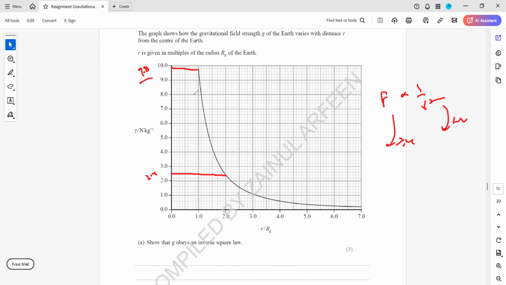So what happened to the value of g? This is g now and this is g. If 9.8 is divided by 4, because the distance is doubled, here it was 1 and now 2, what happened to the force? It will decrease by 4. 9.8 divided by 4, so what do we get? We get 2.4. So we just have to show that it obeys the inverse square relation. Is it clear? Just use any two values.